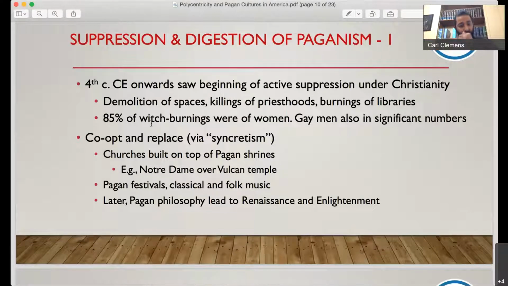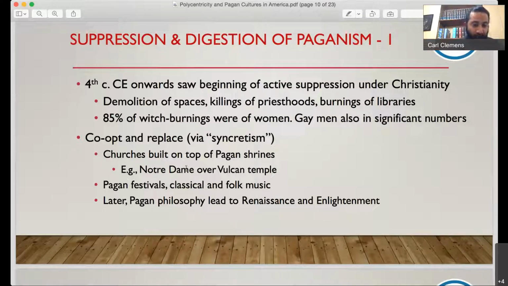Apart from outright eradication, another tactic that the church adopted was to co-opt and replace via syncretism. Now, syncretism means I adopt some of your features that I like or that are popular with people, but I also respect your integrity as a separate person. But in this case, it was to appropriate certain aspects of paganism, but to destroy paganism itself. So many gods and goddesses were incorporated into Christianity as saints. And then churches were built on top of those shrines.